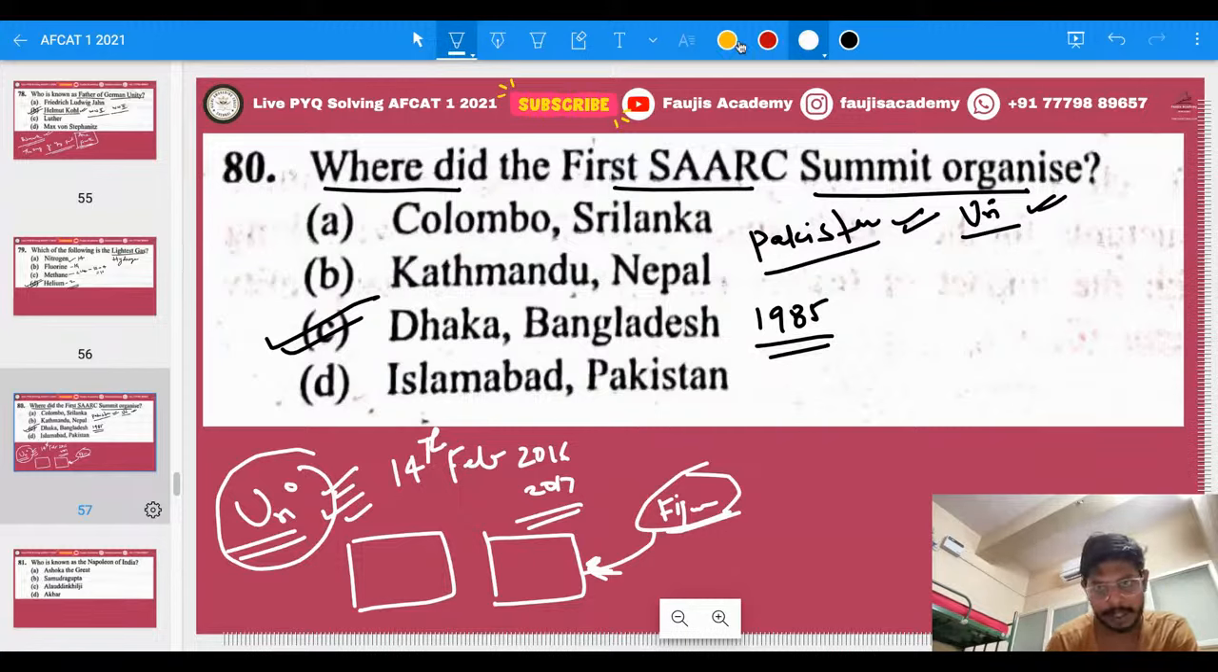Because of that, India did not take part in that SARC summit, and after that, all the other participant countries also boycotted it, and it eventually did not take place.